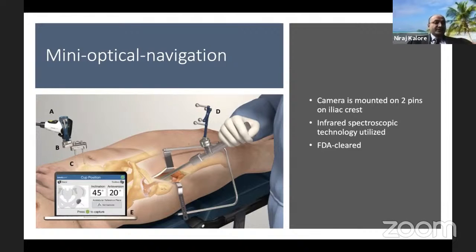It does have line of sight issues, but the line of sight is within the field. So assistant standing across or all the way around is not going to bother it. So that's an advance.